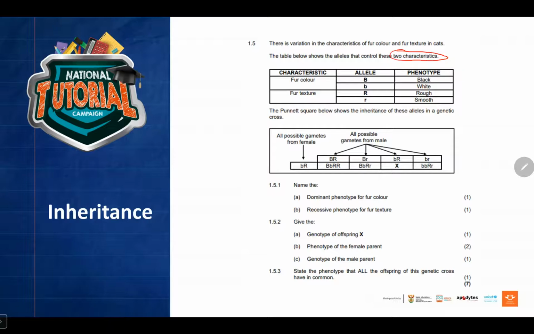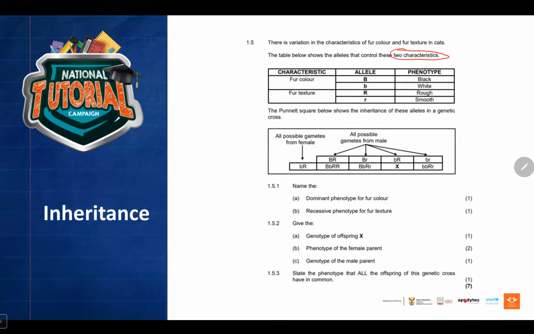Now we have 2 alleles. Let's just remind ourselves what an allele is. An allele is one of 2 or more forms of a gene variant. And a gene, just remember, is the basic unit of heredity that we work with, and it is made up of DNA sequences. So the characteristics we are going to be looking at here are the fur color and the fur texture. So let's look at the alleles.